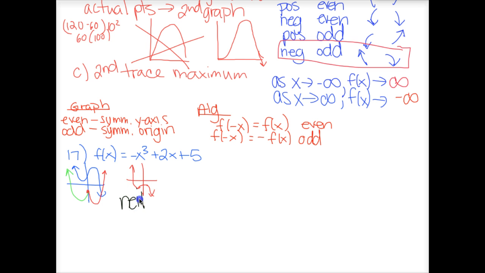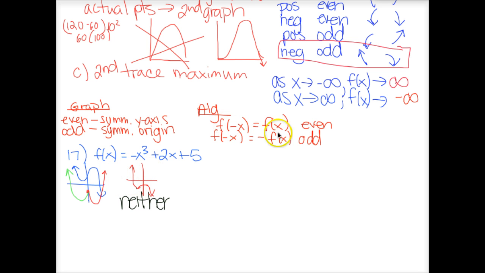So you will have to explain or show work. So if you're doing the graph, you don't have to draw the graphs. You could explain in a sentence by saying neither, it is not symmetric about the y-axis or the origin. So that's how you would do it graphically.